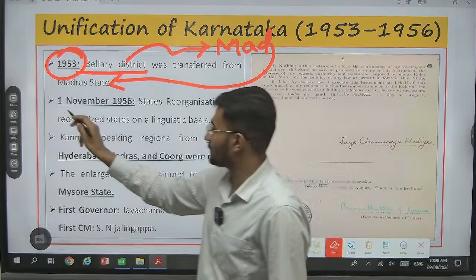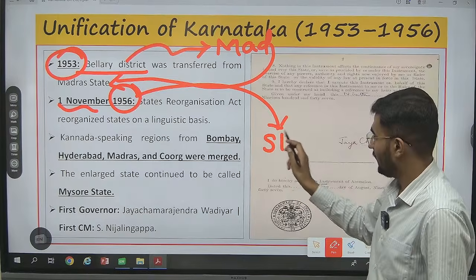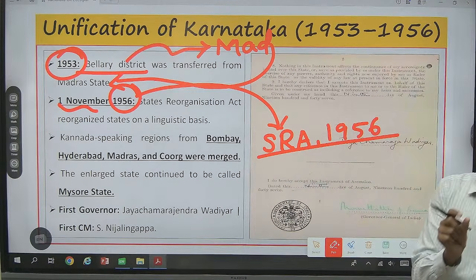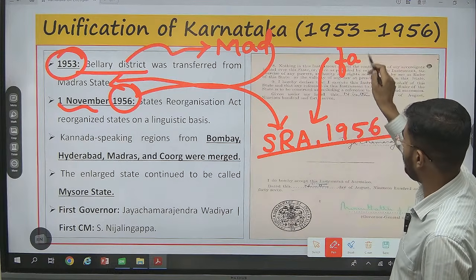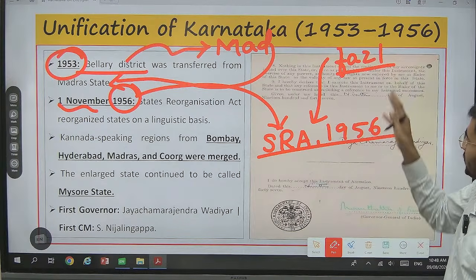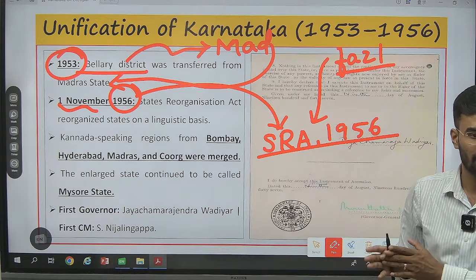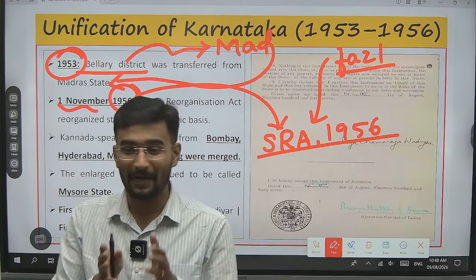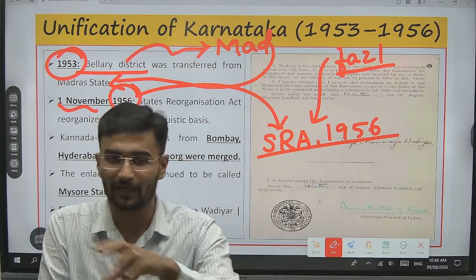And after this comes 1st November 1956. The act, as I have already said, the State Reorganization Act of 1956, was taken on the recommendation of the Fazal Ali Committee. Now this Fazal Ali Committee clearly said that you cannot create one language, one state. Now he thought, okay, I won't go with one language, one state, but I will create a particular state which is more dominant and I'll integrate the smaller regions.